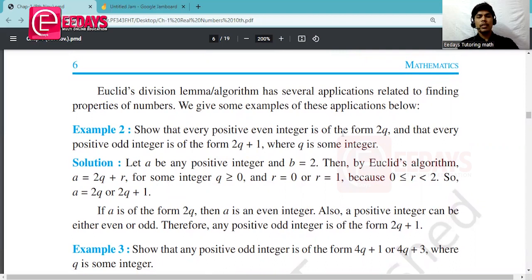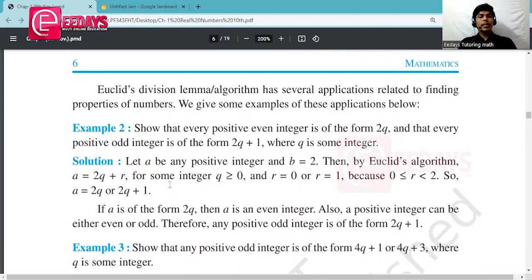So a positive even integer is in the form of 2q. Let's write the example here. Here a is a positive integer. a is nothing but the dividend, and b here they have given as 2. Then you apply Euclid's lemma. So here q is greater than 0. If you take r values 0, 1, 2, all those things, the condition you will get is 0 less than or equal to r less than 2.